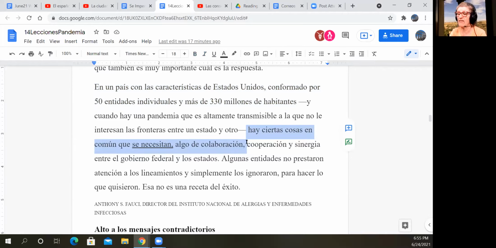And here, this is definitely kind of a passive voice thing. There are certain things in common that are needed, meaning everybody needs them, right? Que se necesitan. Certain things, certain common actions are needed.